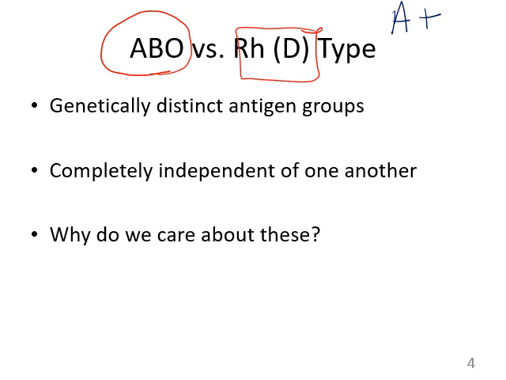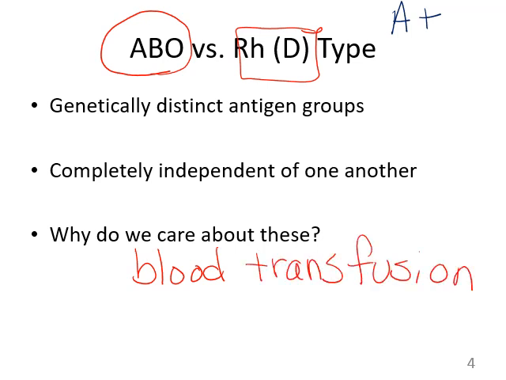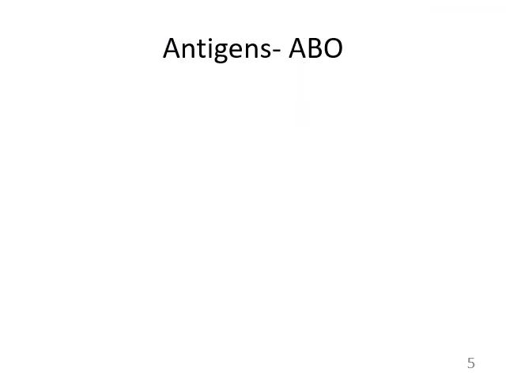Why do we care so much about these? We care because of blood transfusions, and we're going to learn today how to avoid a problem with a blood transfusion. The group of antigens that gets reported first in your blood type is what we call the ABO group. Again, these are on the surface of our red cells, so I'm going to draw them real quick.